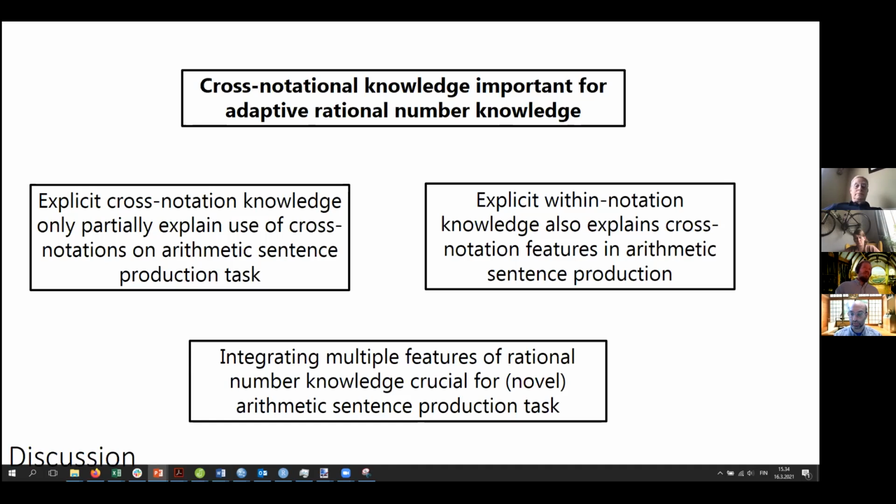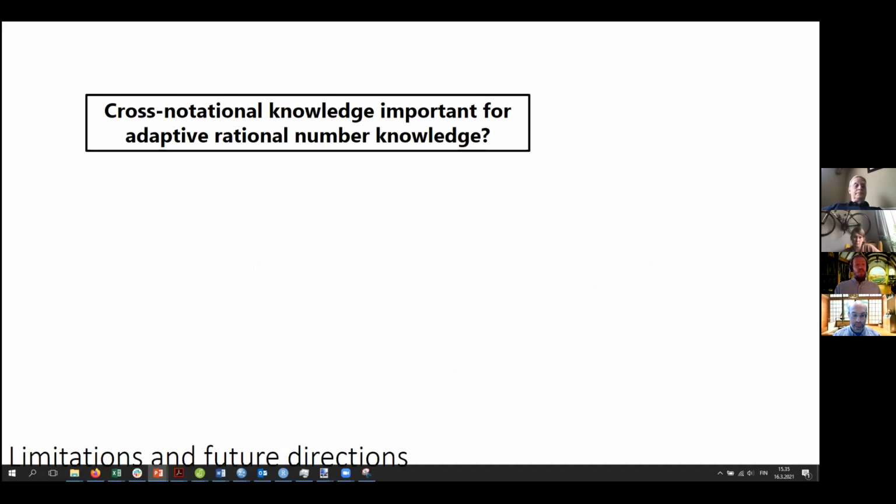But in general, I think this still falls in line with our own understanding of the arithmetic sentence production task and the idea that they have to integrate multiple aspects of their knowledge. In this case, this cross-notation knowledge seems to be one important component, but it's clearly not the only thing that is important in order to be successful on that task. And this is, again, in line with theories of adaptive expertise, which suggest that you need to be able to bring together multiple features of procedural and conceptual knowledge and integrate them into a new solution strategy on this novel task. But of course, there are open questions.